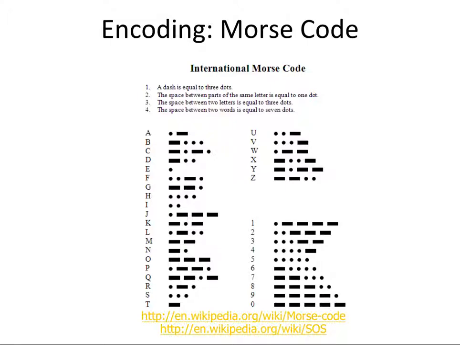Other ways that we've encoded information in the past might be with semaphores. Those are flags people have used. You might use a signal fire, smoke signals. All sorts of information can be encoded and has been for a long time.